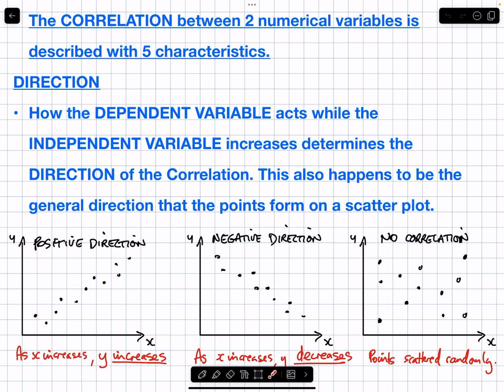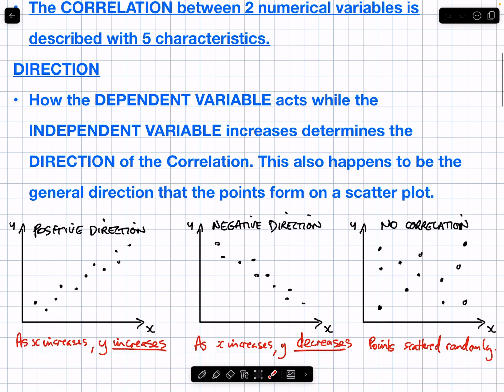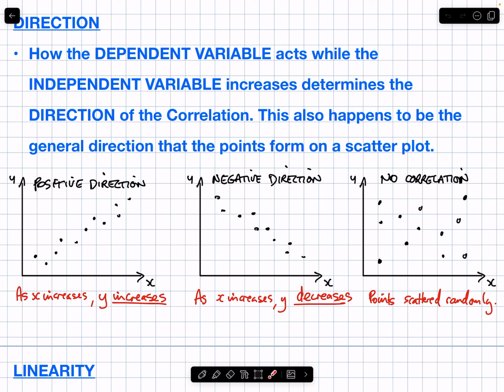So the correlation between two numerical variables is described with 5 different characteristics. The first one is the direction. This is how the dependent variable acts, so the y-axis variable, how it acts while the independent variable increases. So as the independent variable goes to the right, what is the dependent variable doing? That direction, that shape that these dots form is the direction of the correlation.